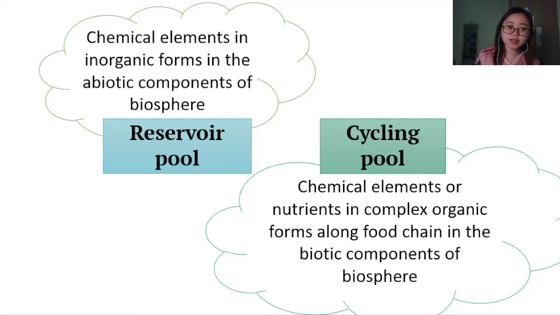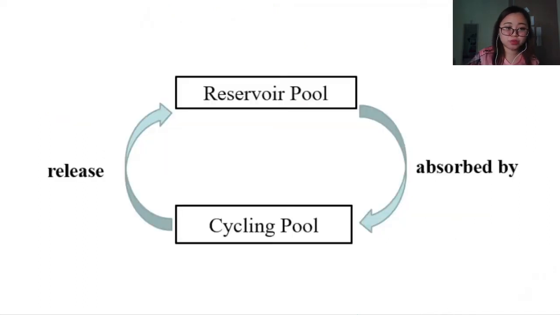So saya tekankan sekali lagi, reservoir pool, bentuk chemical itu adalah dalam bentuk inorganic di dalam abiotic component. Kalau dia dalam cycling pool, chemical element itu berada dalam bentuk complex organic form. Biasanya dia terduduk di dalam rangkaian makanan dan dia akan berada di dalam komponen biotik. So those are some comparisons between the reservoir pool and the cycling pool.